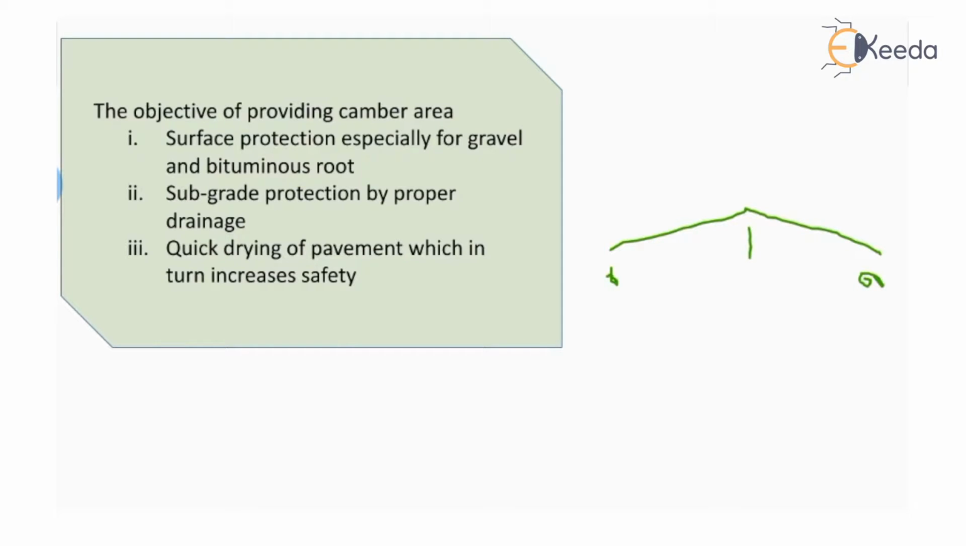So due to which if there is raining, then the rainwater will easily go into the side drain, preventing the water from percolating through the layers of the pavement. If the water percolates through the layers of the pavement, then there is a deterioration of the road.